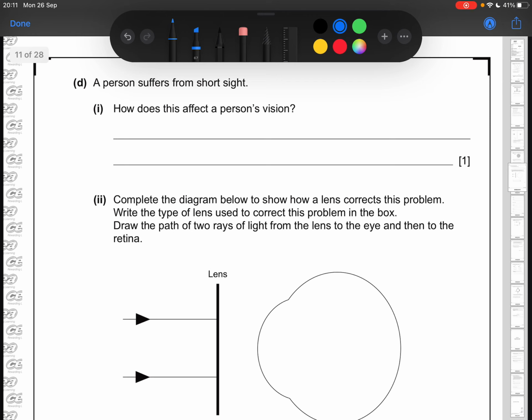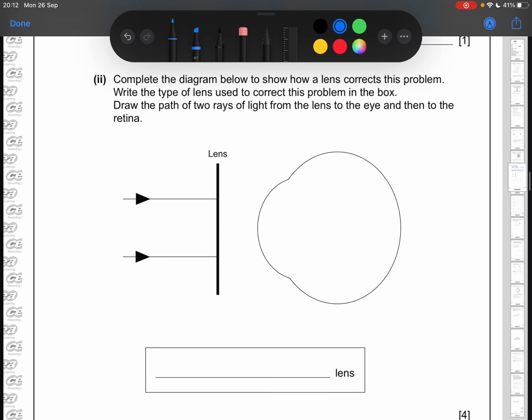A person suffers from short sight. How does this affect the person's vision? If someone is short-sighted, they can see things that are near them. So distant objects are blurry. It's something that I have a lot of experience with. So distant objects are blurred or out of focus, whatever way you want to show that.